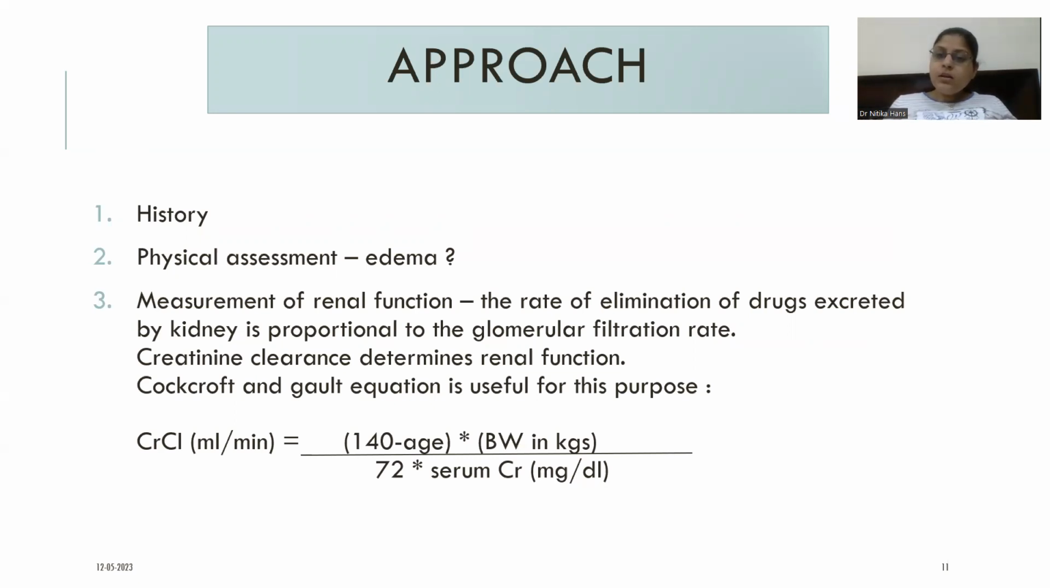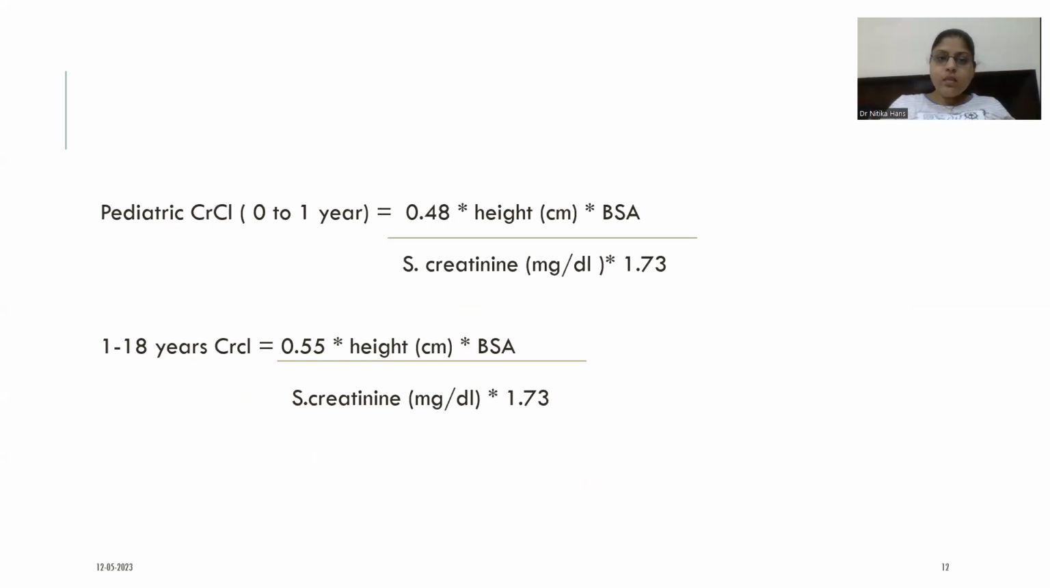If GFR is reduced, elimination will be reduced. If GFR is increased, elimination will be increased. And creatinine clearance determines the renal function. The Cockcroft and Gault equation is useful for this purpose. Creatinine clearance, given in liters per minute, is given by the formula (140 minus age in years) into body weight in kg, upon 72 into serum creatinine in milligram per deciliter. 72 multiplied by serum creatinine will lead to creatinine clearance.